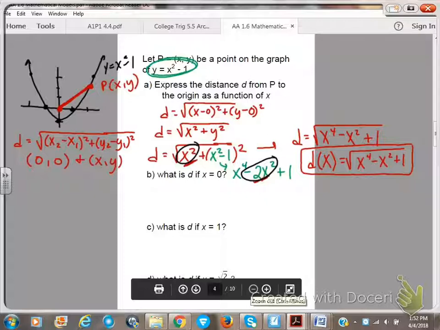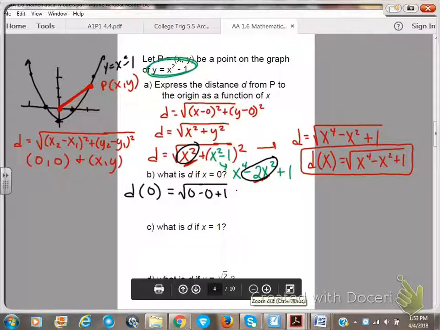Now on part B, it's asking what is d if x equals 0. So that's asking for d of 0. So we could just take that problem and then put 0. Exactly. Okay, so you take the function we just came up with, and you plug in 0 for all of your x's. So, Cody, if you plug in 0 and take it to the 4th power, what does that give you? And if you take it squared, what does that give you? And then there's that 1.